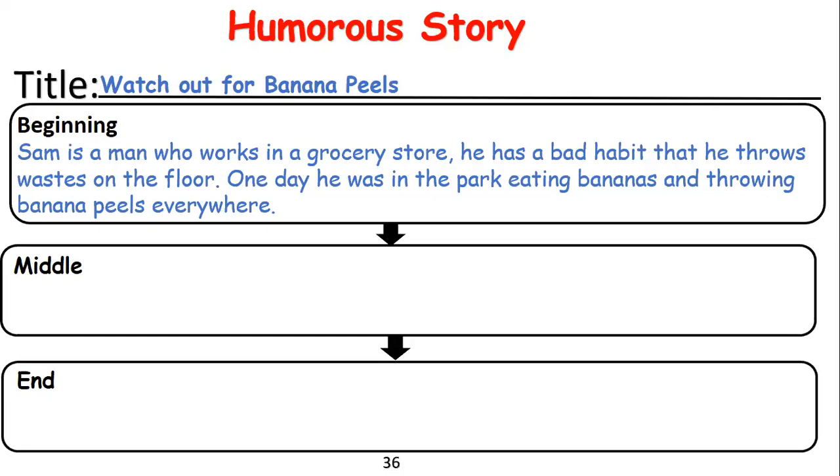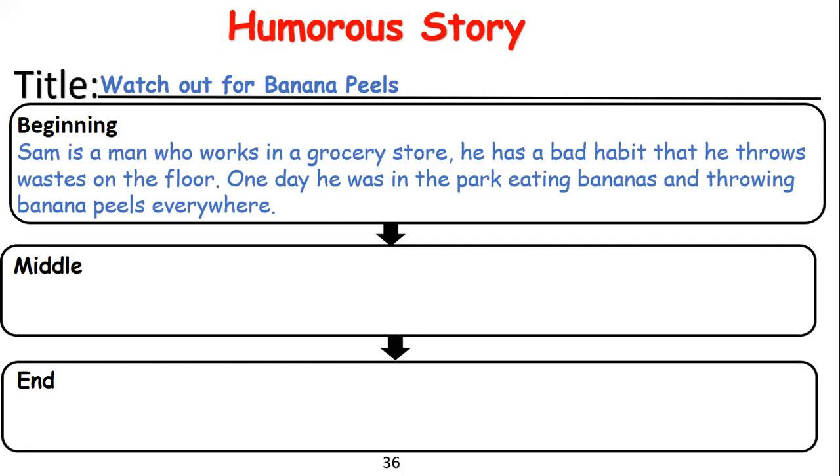So here we have Sam, the character. We have the setting of the story, which is when and where. Here we have it: one day and in the park. So this is when and where, the place and the time. And the other sentences explain the situation. Okay, so here we have the description of setting, we have the character, and we explain the situation.